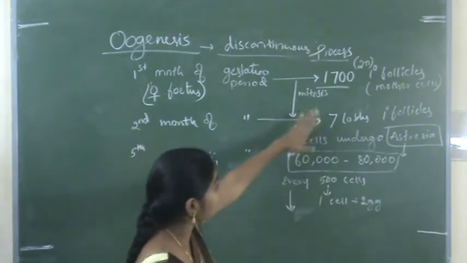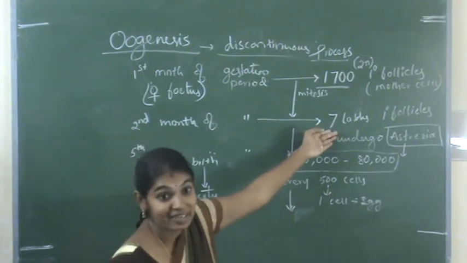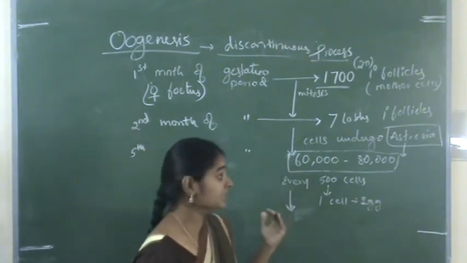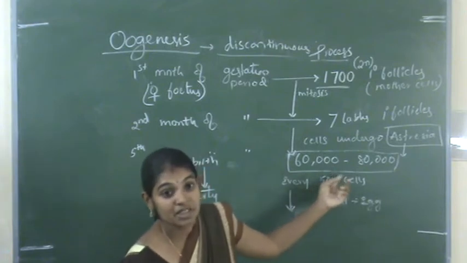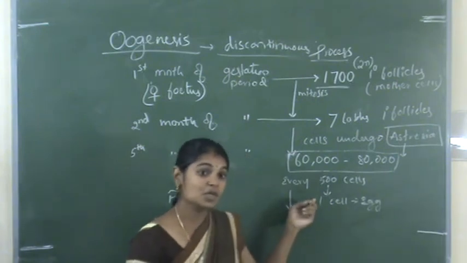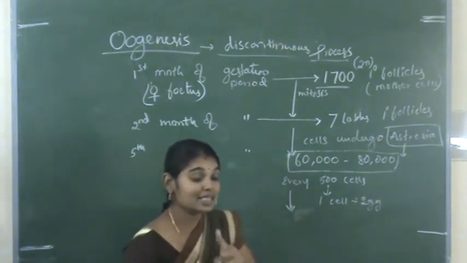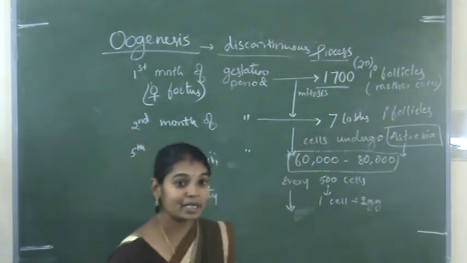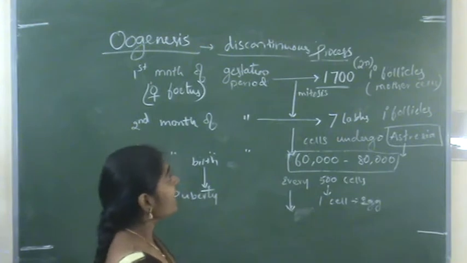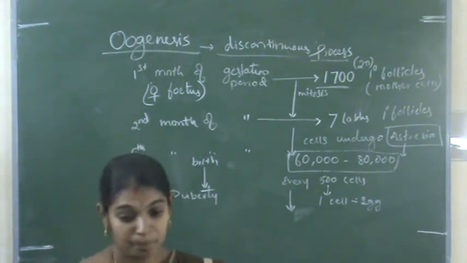At the 2nd month of the gestation period, it reaches 7 lakhs of cells. But at the stage of birth, the number is only 60,000 to 80,000 in each ovary. And even after that, out of every 500 mother cells, only one cell develops into an egg. So this is the number wise how the oogenesis process goes. And actually, what are the stages involved in this oogenesis process?